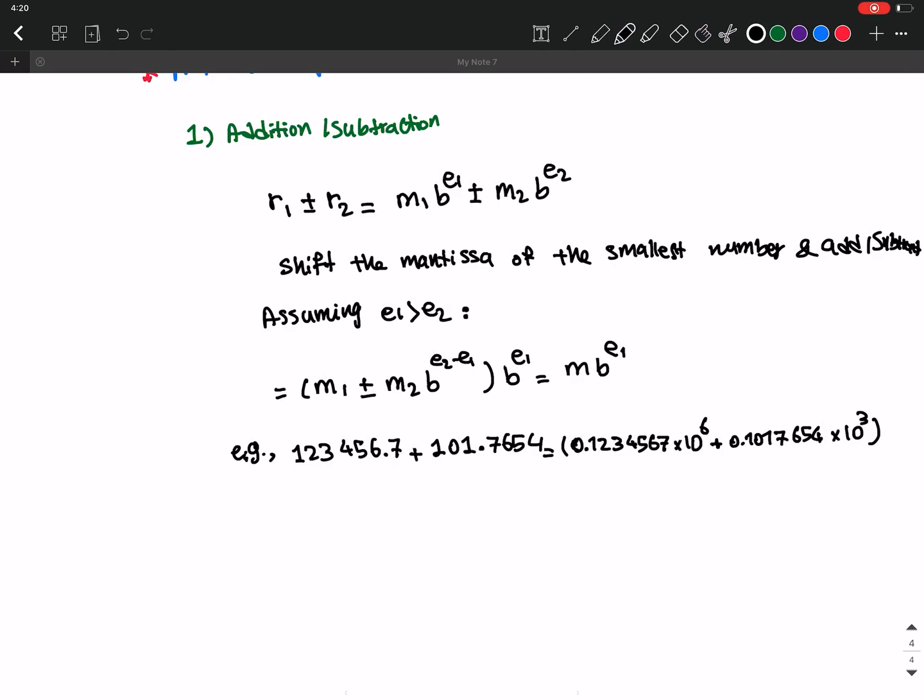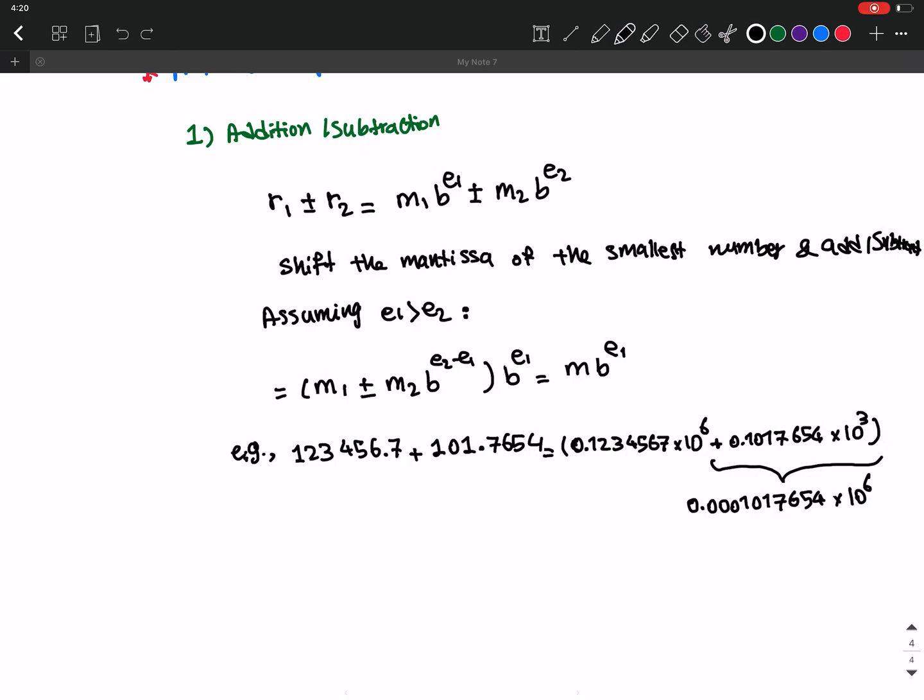So the way we are going to do, we have to make the exponent of these two the same. Okay, so these two have to be the same. So I'm gonna rewrite this term as, I'm gonna shift it 3 times for 3 digits. So it's gonna be 0.0001 0.17654 times 10 to the power 6. Okay, so now we have the same power like here. So I can factor them out and easily add them together.